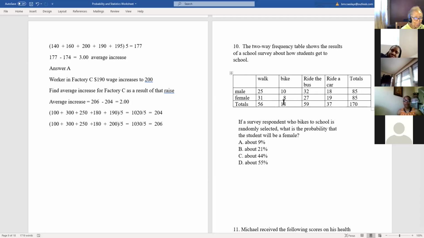Anybody? What is the probability? Probability is possible outcomes over the entire total, right? Over possible outcomes. I just underline here, possible outcomes over total.